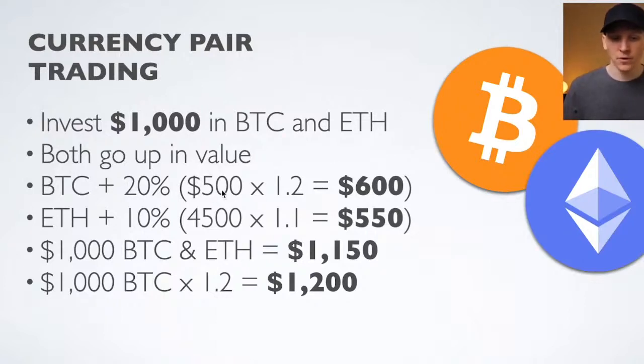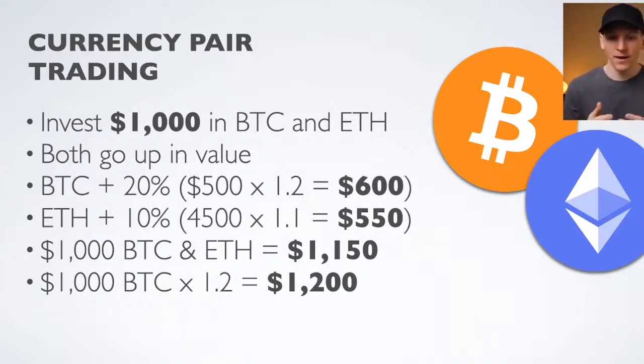So our $500 times 1.2 is $600. Ethereum though, only went up 10%. So $500 times 1.1 is $550. Now, if you would have just put all of that money in Bitcoin, you would have made $1,200 because it would have gone up 20%. With $1,000 in Bitcoin and Ethereum, you only made $150. So actually you would have been better to just put all of your money in Bitcoin and none of it in Ethereum. Bitcoin went up more than Ethereum.